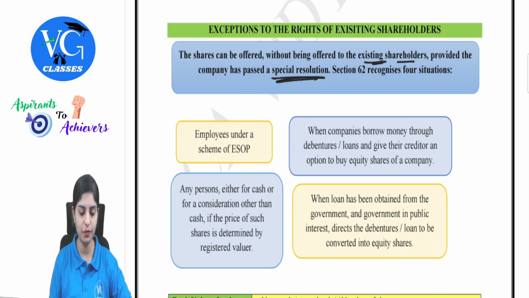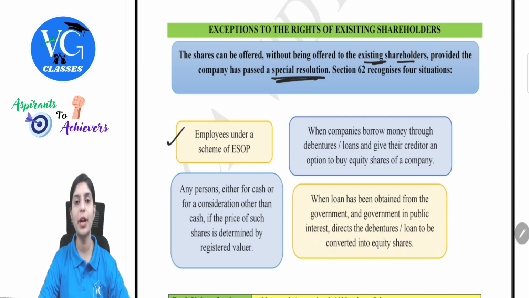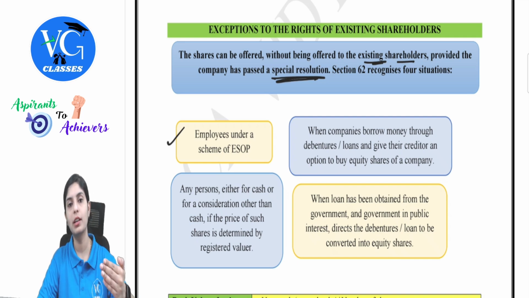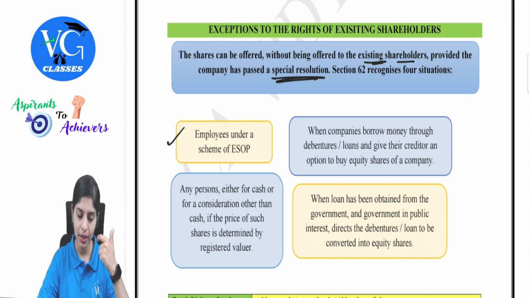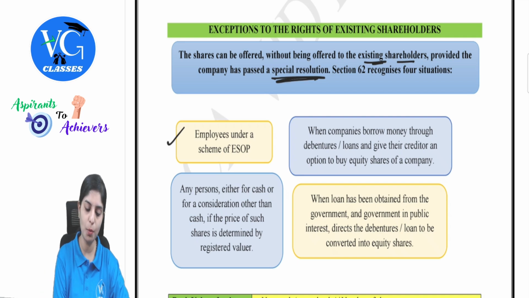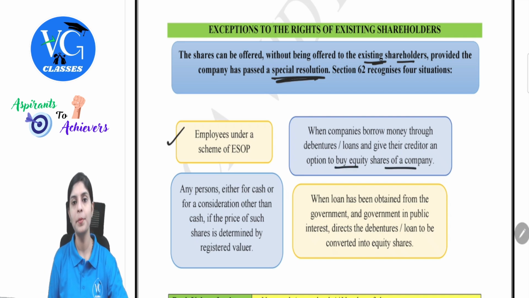What are those situations? First one, employees under a scheme of ESOP. ESOP means employee stock option plan. If any shares are provided to the company's employees as a plan regulated under employee stock option, that is not considered a rights share. Second, when companies borrow money through debentures or loans and give their creditors an option to buy equity shares of the company. When the company has borrowed a loan or debentures, instead of repaying it back, the company gives them an option to convert it into shares. That is the second case.